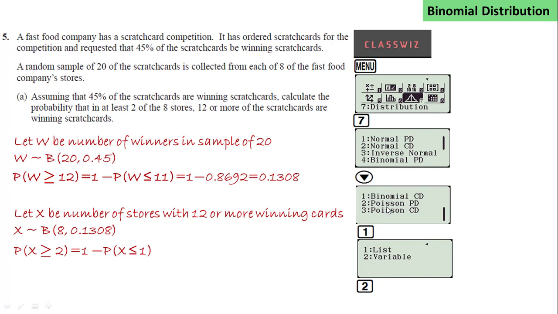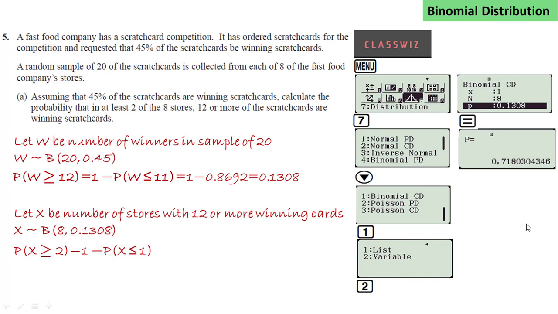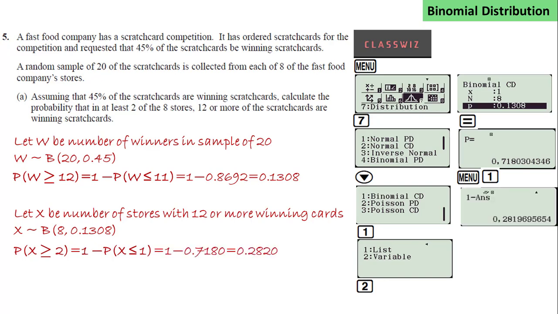We have to go onto the second page of the menu. We choose binomial CD. We're going to choose a single variable, but here x will be 1, n will be 8, p will be 0.1308. That gives us a calculation, the probability 0.718. We go back into standard mode, calculate 1 minus it, we get 0.282. So the probability that at least 2 of the 8 stores have 12 or more scratch cards which are winning will be 0.2820.